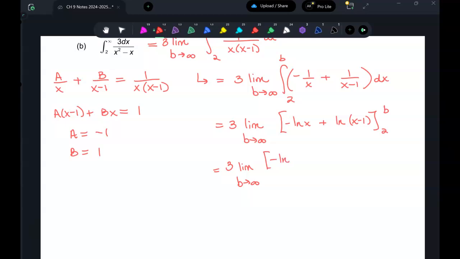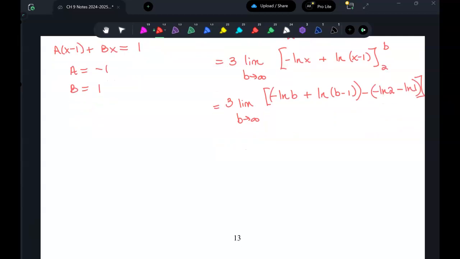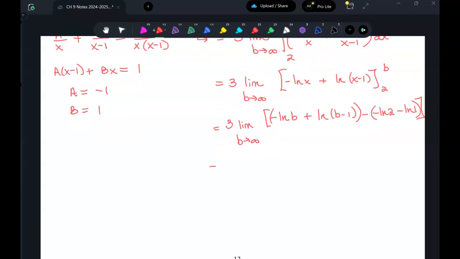So we have negative natural log of B plus natural log of B minus 1, minus, and then I have negative natural log of 2 minus natural log of 1. I'm going to reorganize that using some of the rules that we know about natural logs. So the first one, I'm going to rewrite this as natural log of B minus 1 over B.